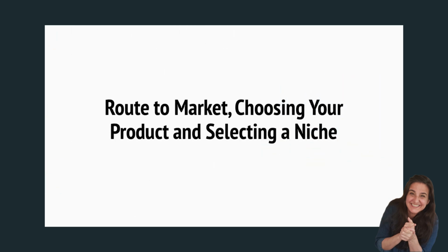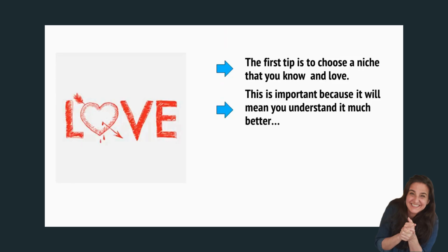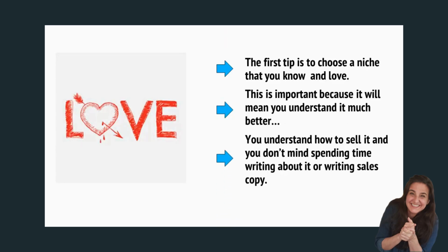You know what though? It's really not your sales page or your persuasive powers that will have the best chance of securing you your sales. What is actually much more important is selecting the right product to begin with and then promoting it to the right people. The first tip is to choose a niche that you know and love. This is important because it will mean you understand it much better, you understand how to sell it, and you don't mind spending time writing about it or writing sales copy.